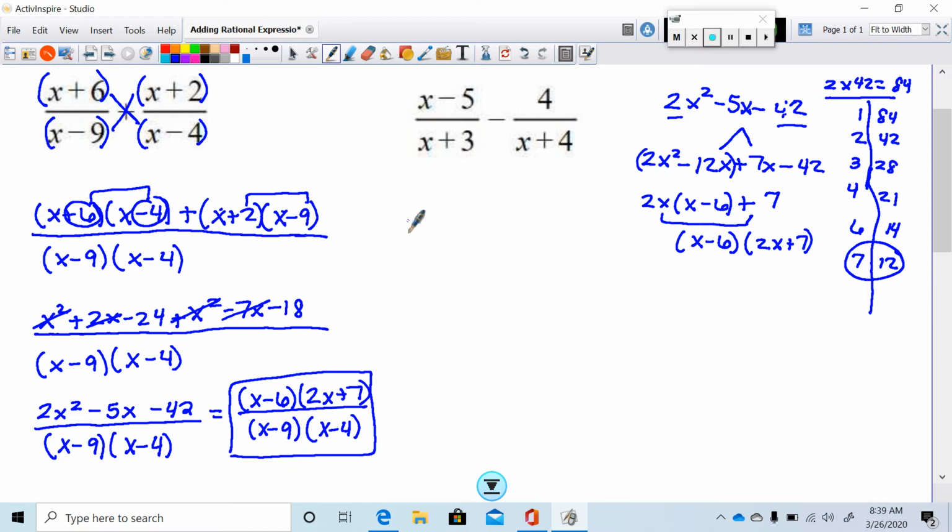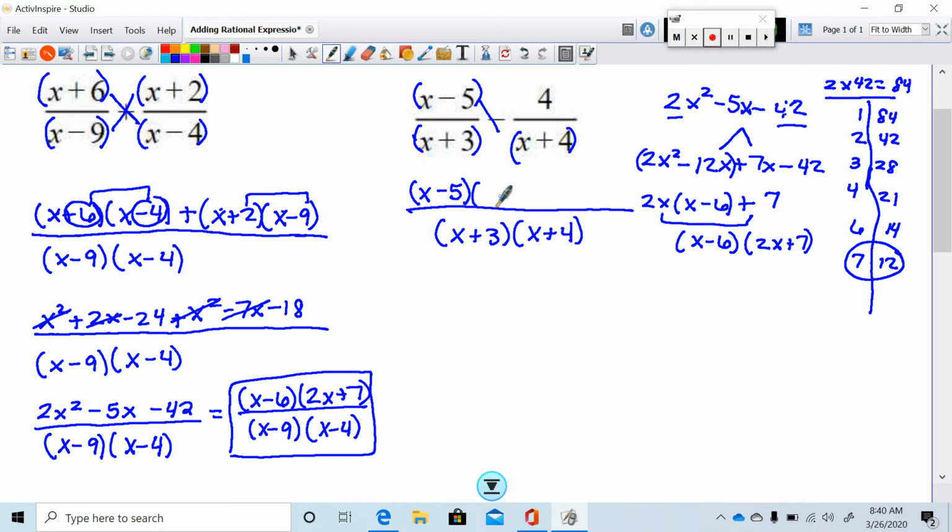Okay, so on the next one, I'm going to start by putting my binomials in parentheses. The denominator, just write that down: x plus 3 times x plus 4. Cross multiply the numerator, so x minus 5 times x plus 4. Cross multiply the denominator, and there's a minus there: 4 times x plus 3. You got to be careful when there's a minus in the middle and it's a binomial that follows it, but I'll talk about that in a moment.